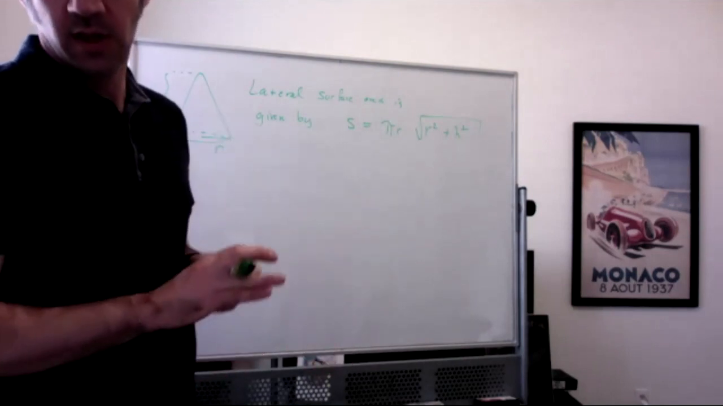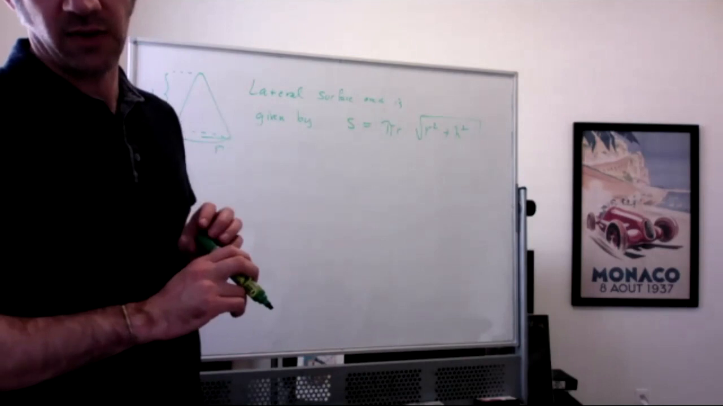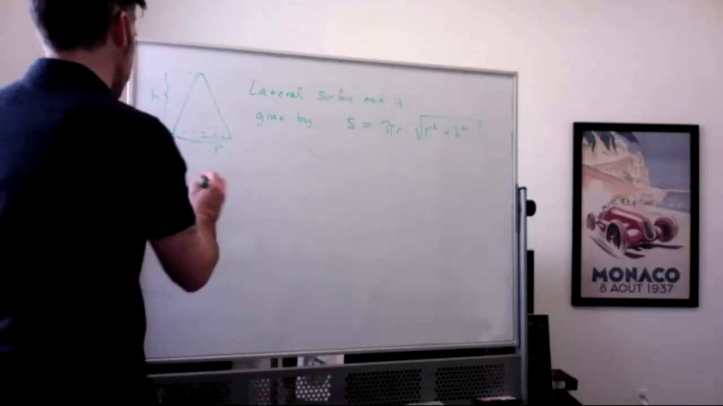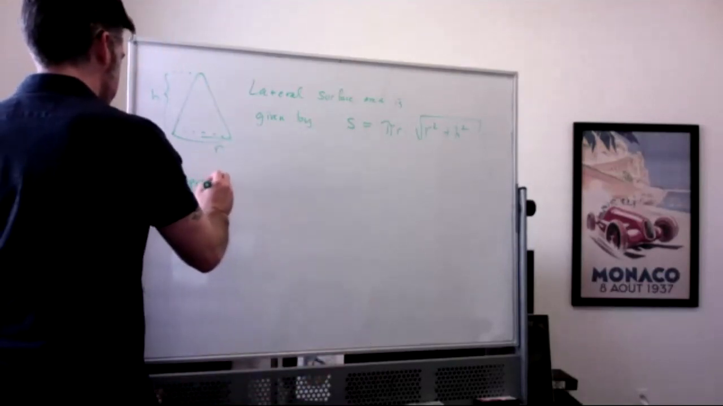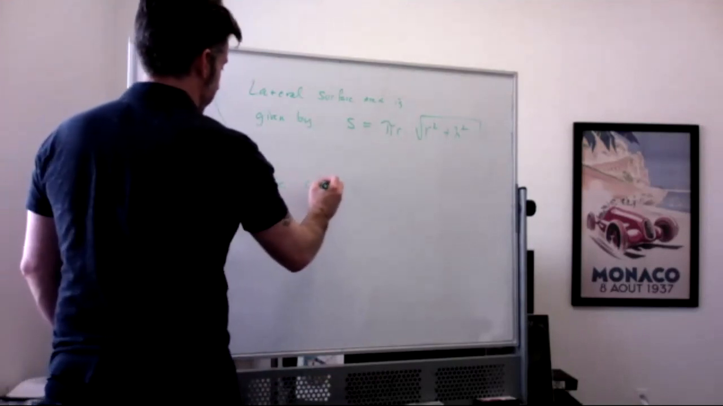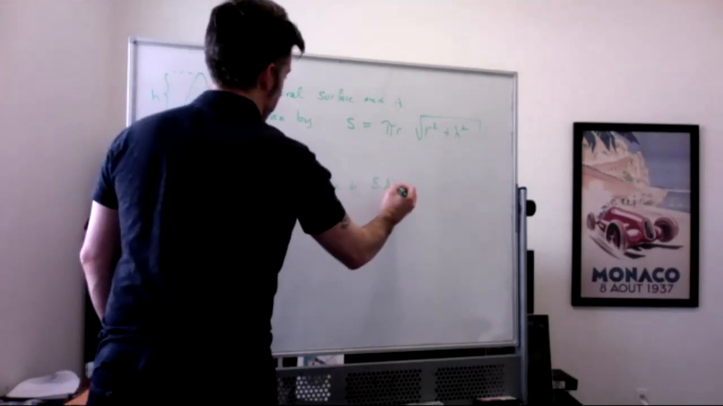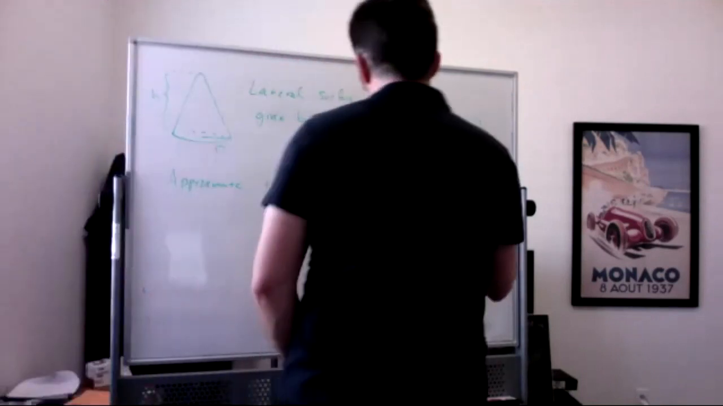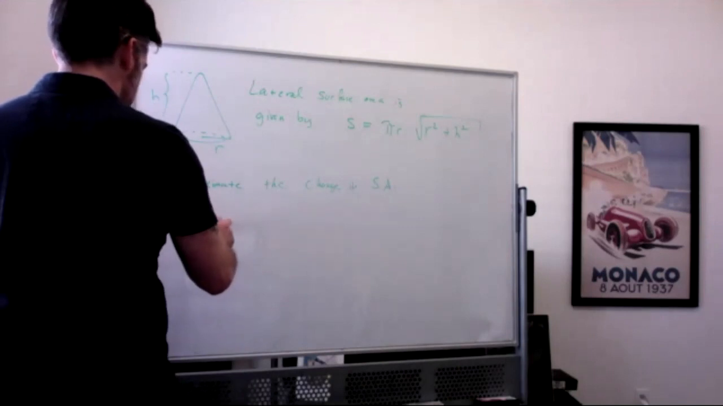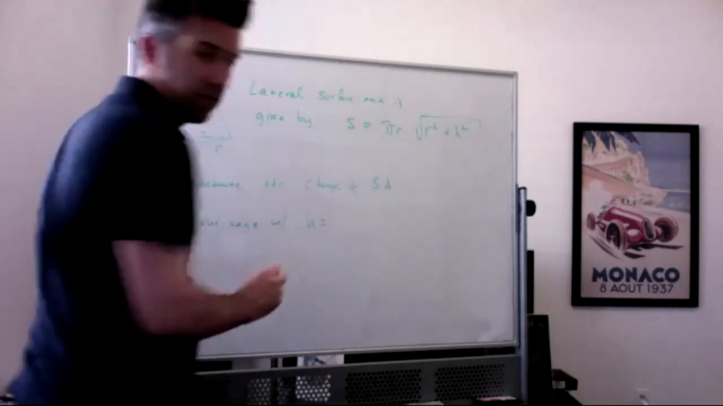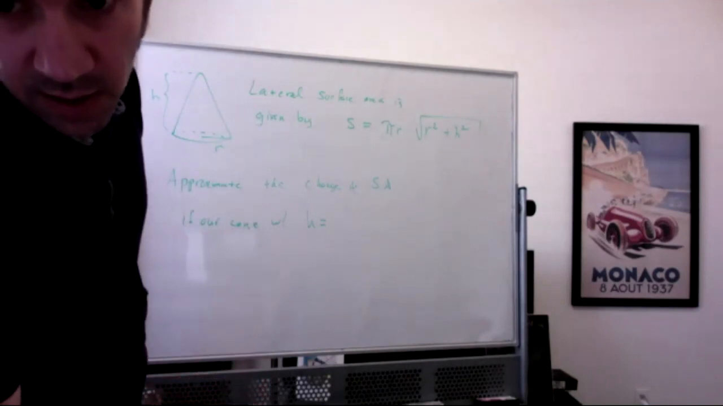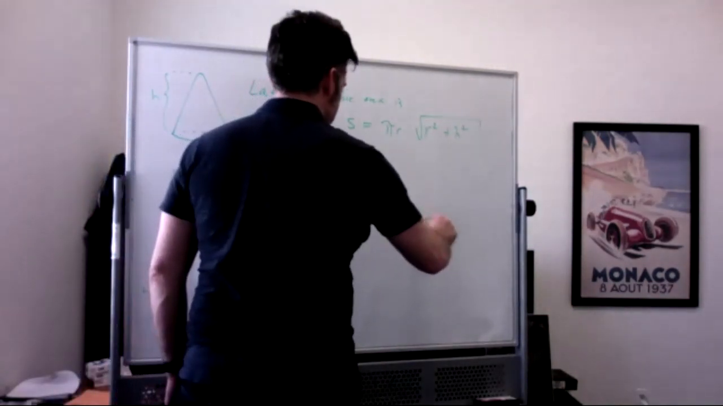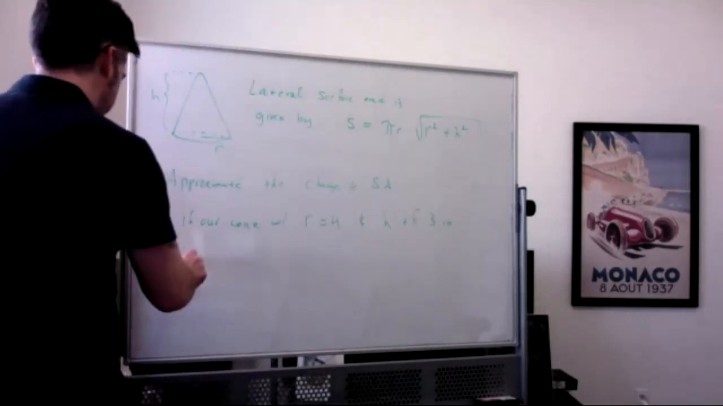Use a differential to approximate the change in lateral surface area if our cone with a radius of 4 inches and a height of 3 inches increases to a height of 3.2 inches.